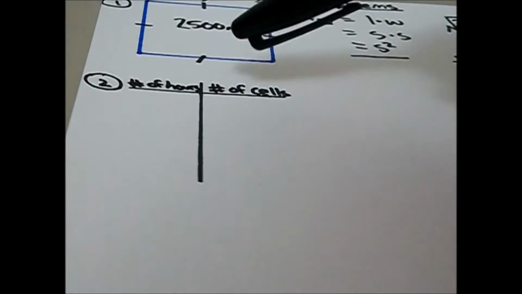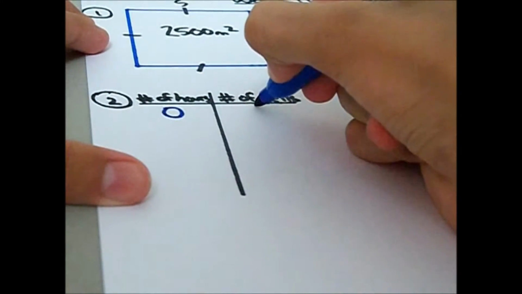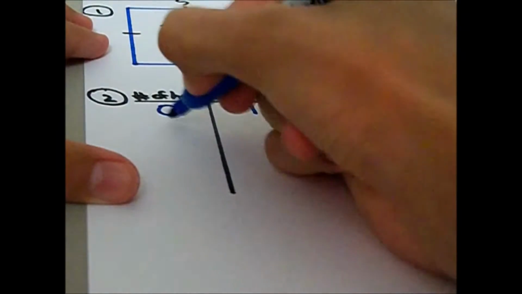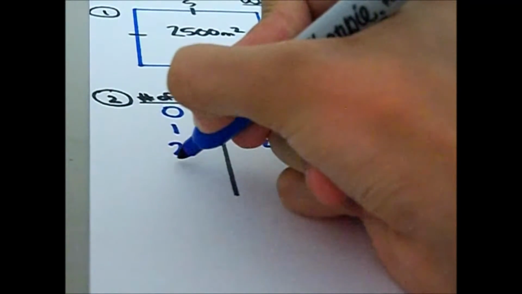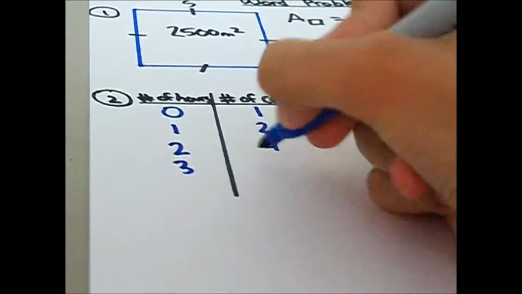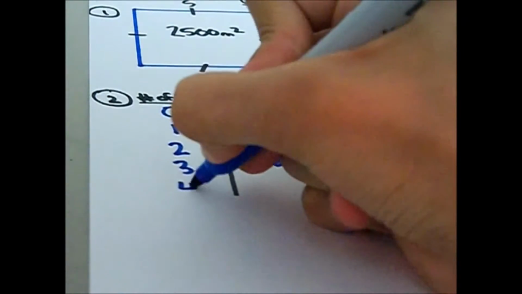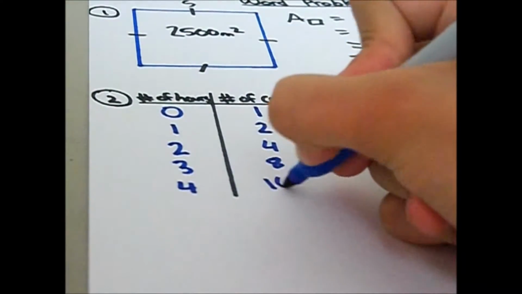This time I have a table drawn out, where the left side of the table represents the number of hours and the right side represents the number of cells. So let's begin. At 0 hours, we are to assume that there is only one cell. At 1 hour, 1 doubles or multiplies itself by 2, so we'll write 2. At 2 hours, it will double again. So 2 times 2 is 4. At 3 hours, double again, 4 times 2 is 8. At 4 hours, 8 times 2 is 16.